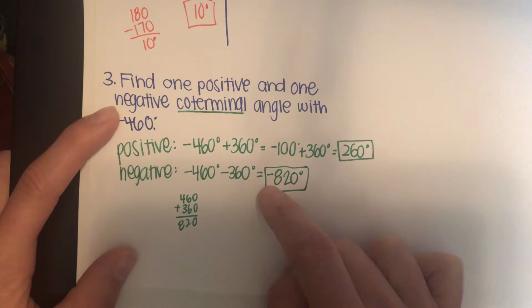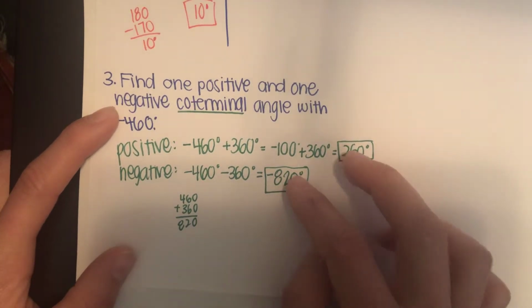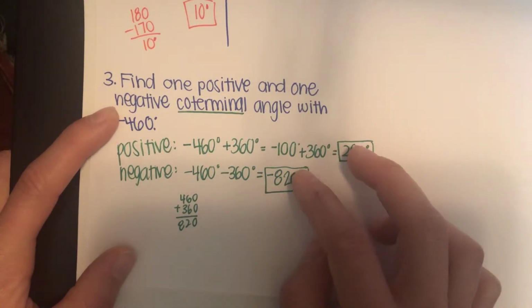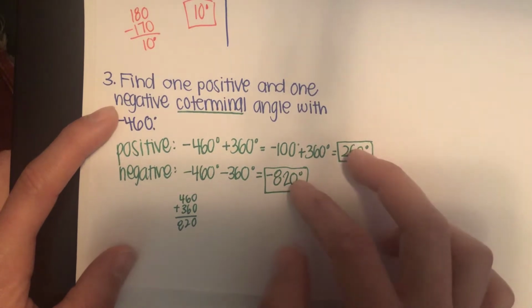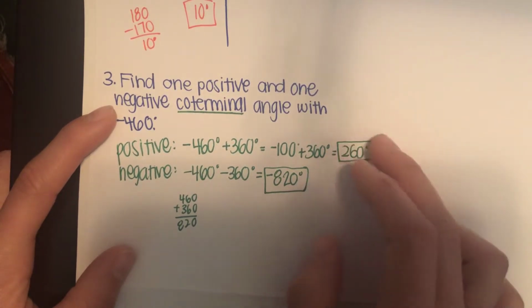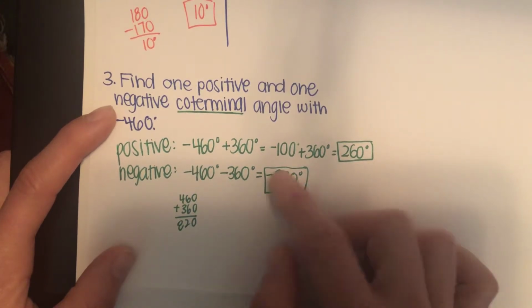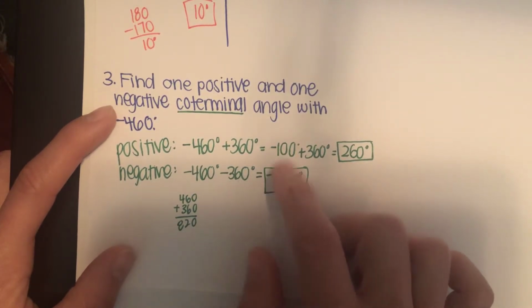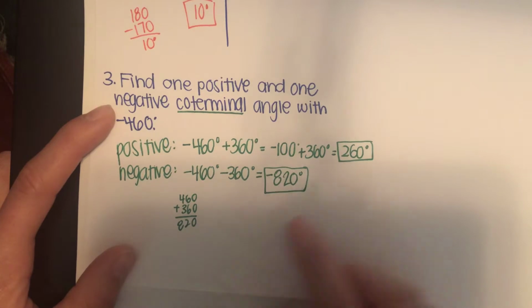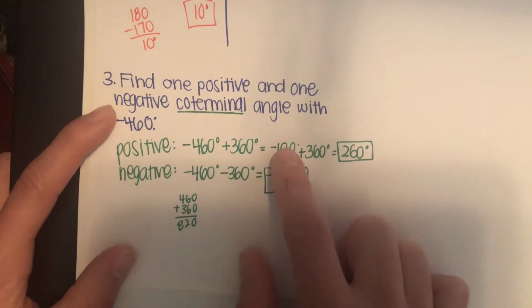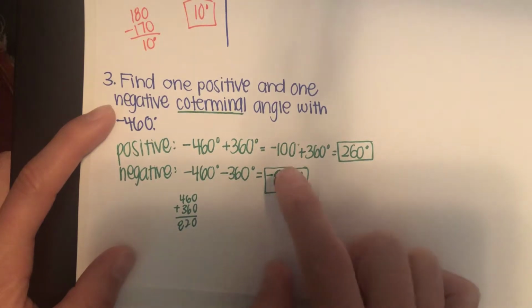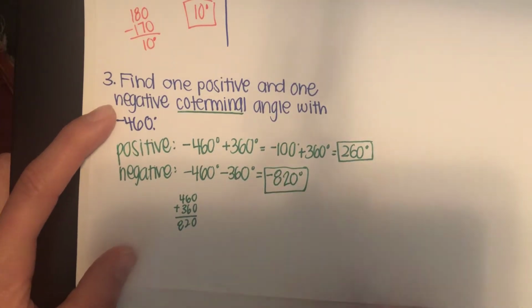So these could be your answers, but just so we are aware, there are lots of different answers you can get for these, as long as you are adding 360 to get positive angles and subtracting 360 to get negative angles. Negative 100 is actually a negative coterminal angle, so you can use negative 100, but negative 820 works as well.